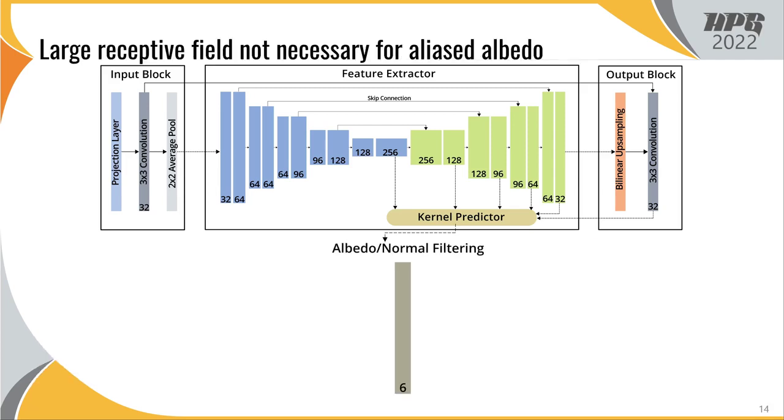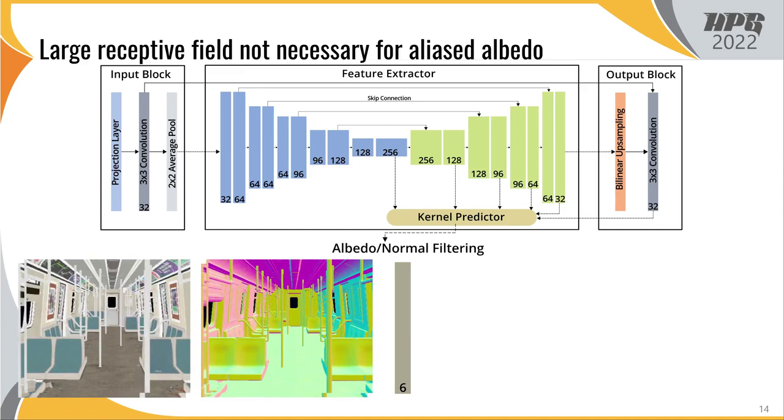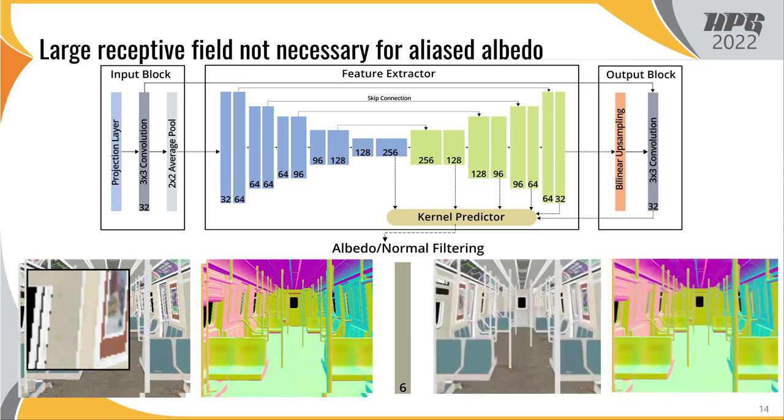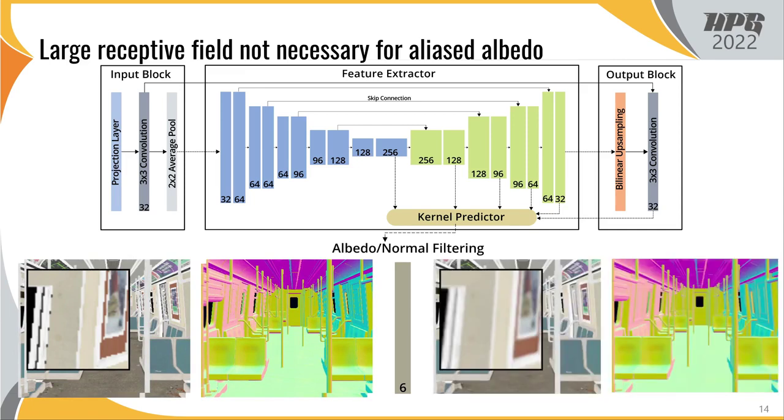For aliased signals, a large receptive field is not required, so we only predict filter weights for native resolution. The input is the albedo containing jagged edges and the warped previous result. The output is the supersampled albedo with smoother edges. The supersampled normal is only used as a guide for the feature extractor.